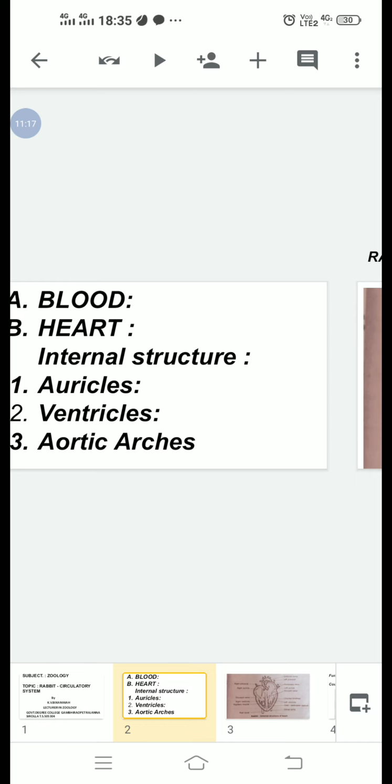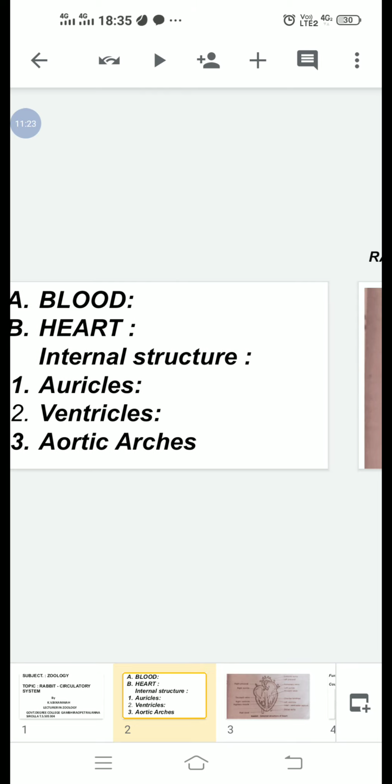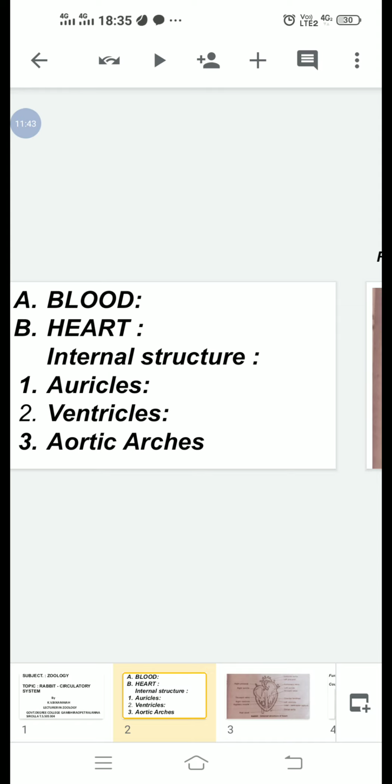Auricles and ventricles are separated by an auriculoventricular septum, which possesses left and right auriculoventricular apertures.